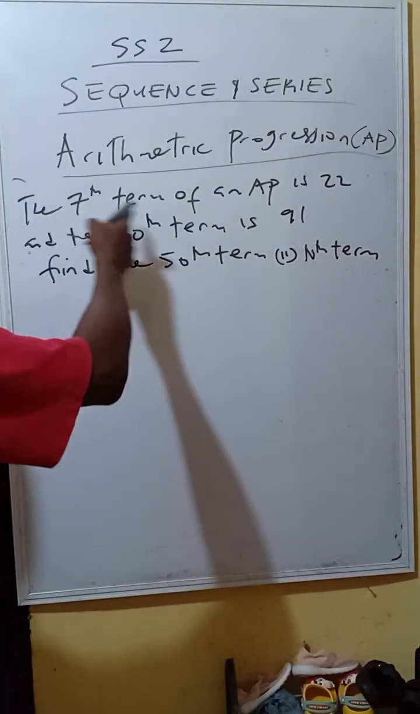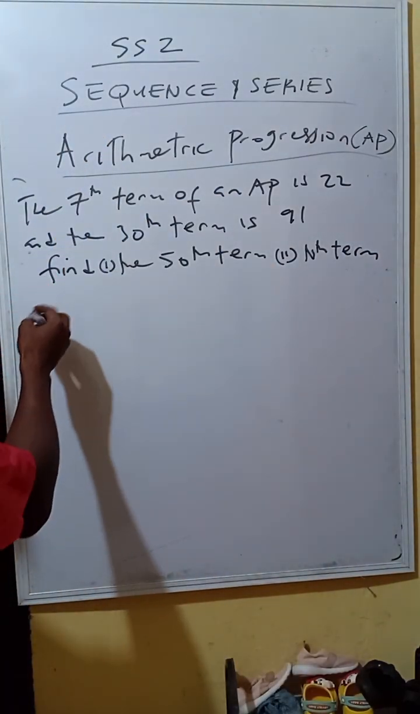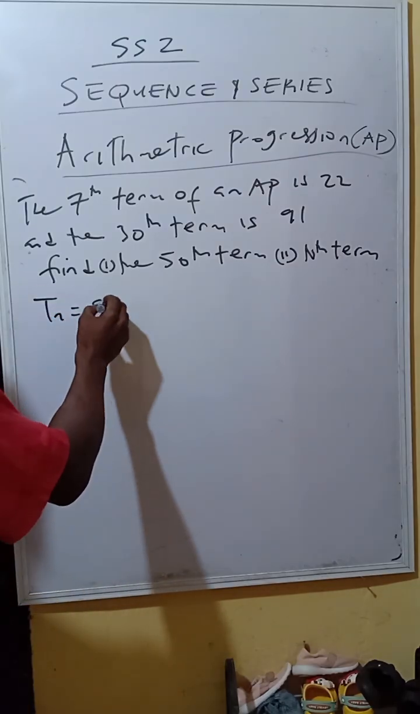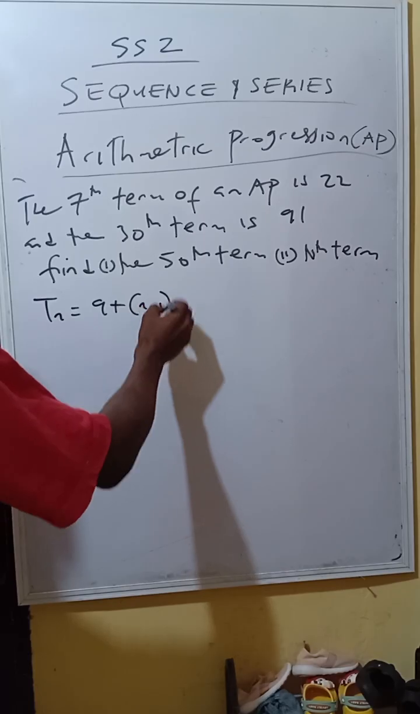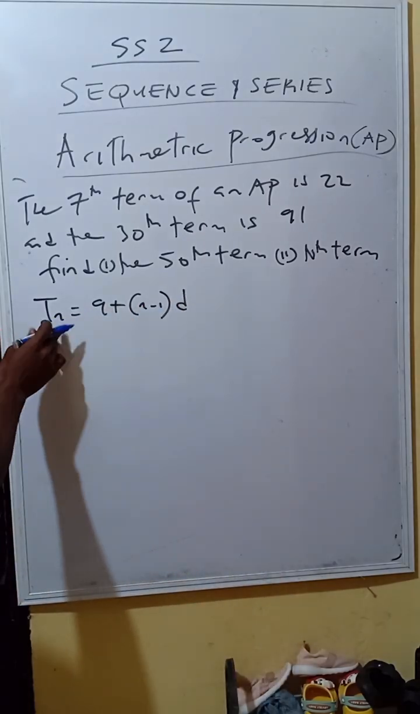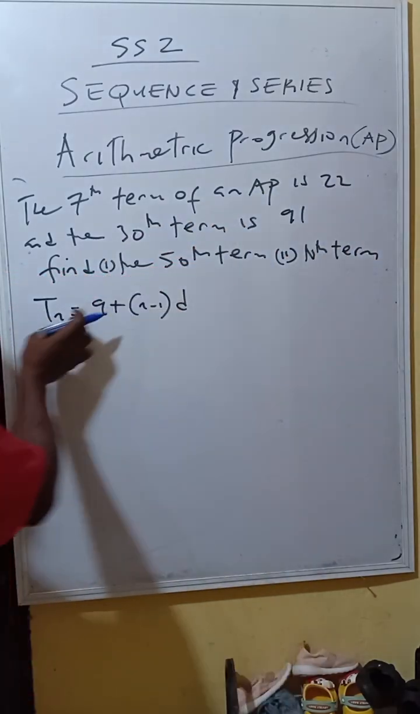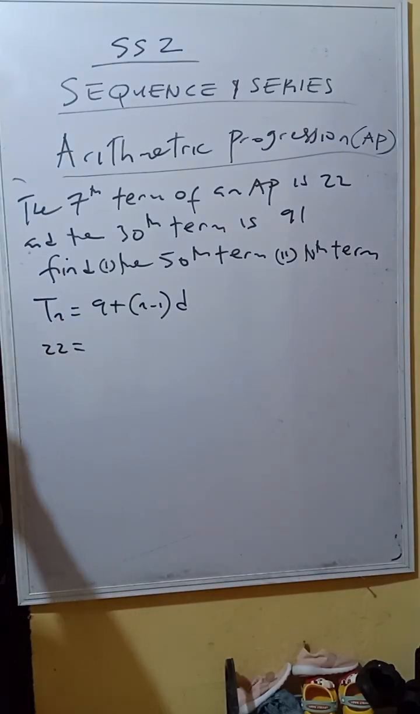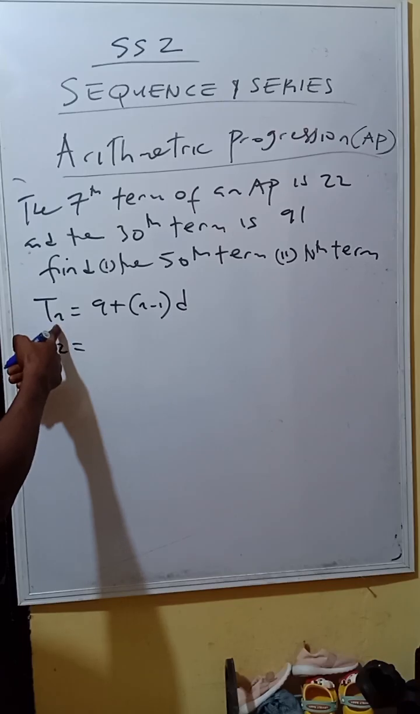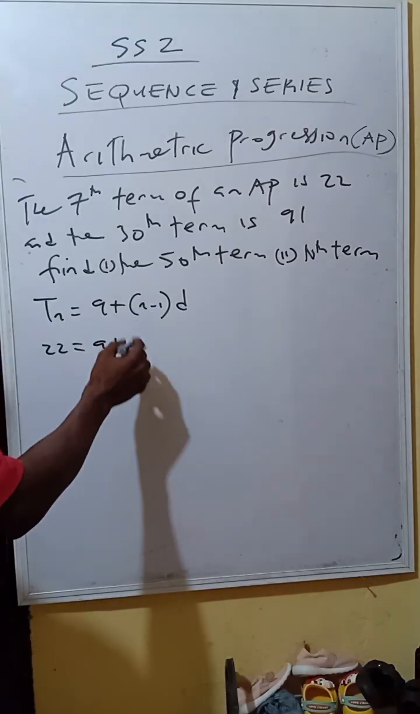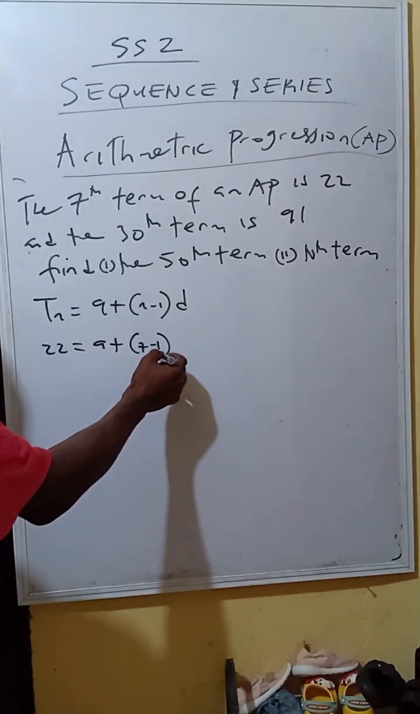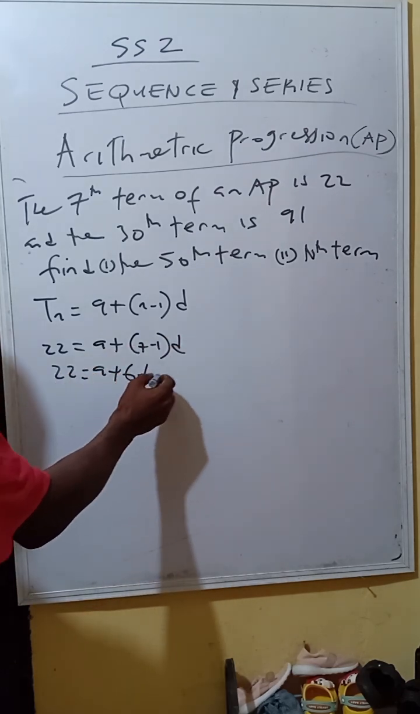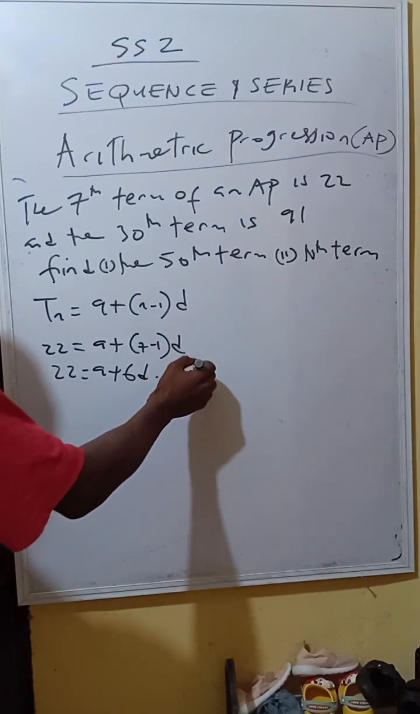It says the seventh term is 22. So we interpret it first. Don't forget that the nth term is a plus (n minus 1)d. So the seventh term, T7, is 22. T7 is a plus (7 minus 1)d, which is a plus 6d. So this first statement has gotten us this.